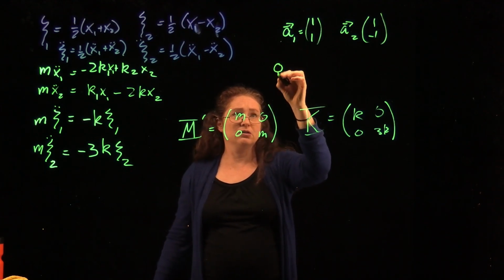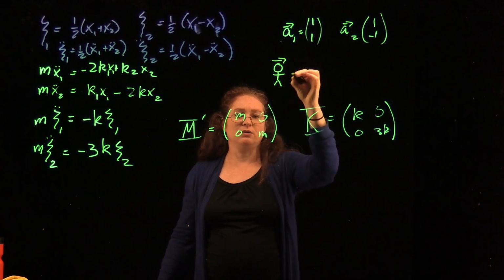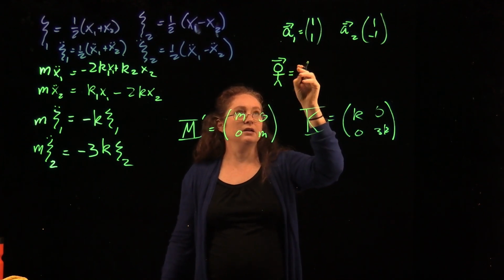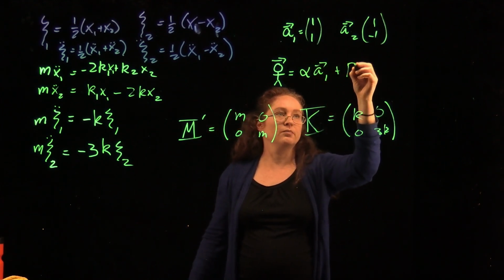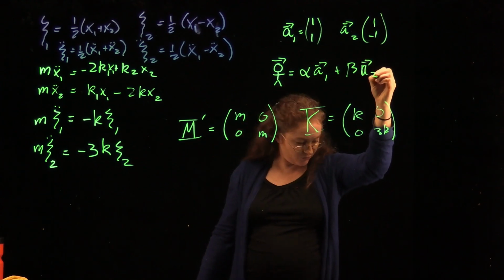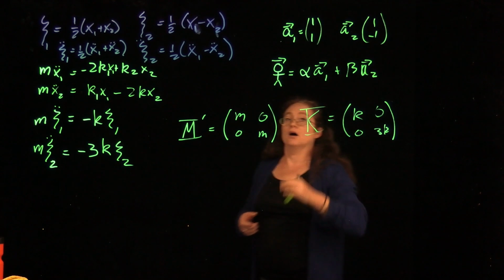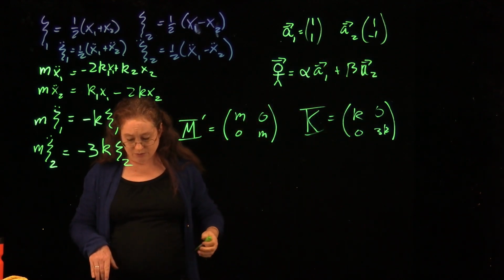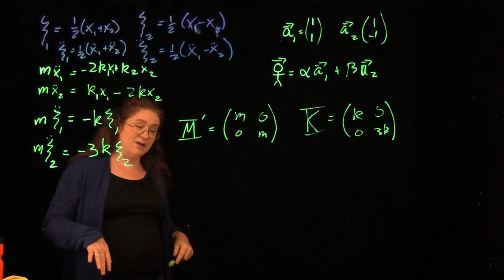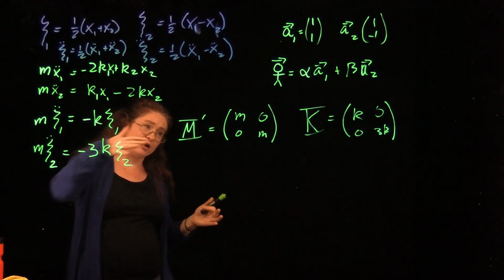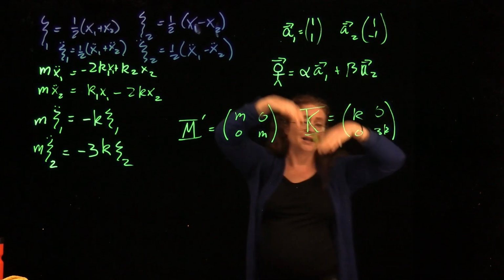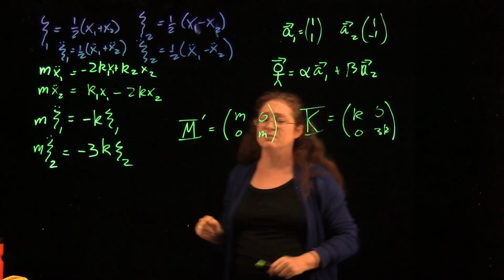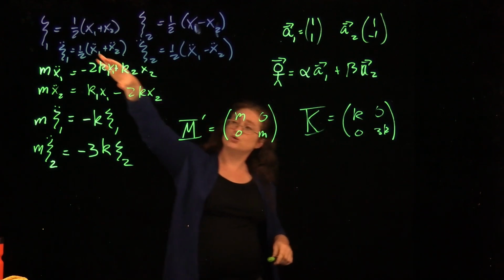These eigenvectors form a complete set, which means that I can take an arbitrary vector, let me call it Bob, and I can write it as alpha A1 plus beta A2. I can write any vector as the sum of these two vectors with some constants out in front. So when I take an arbitrary system, my eigenvectors will always form a complete set.